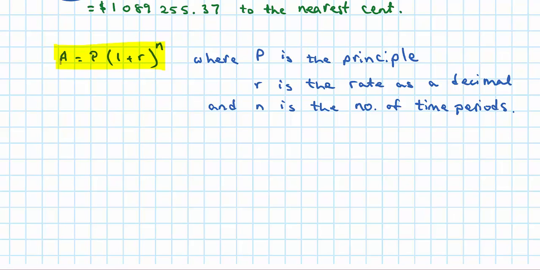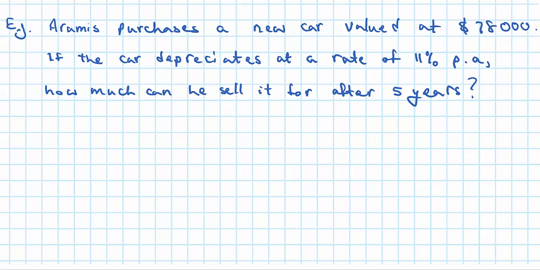Would it be appreciation or depreciation? Now let's look at the question which involves depreciation. So Aramis purchases a new car. It's valued at $78,000, and we know the car drops in value on a monthly, yearly basis. In this question, it's depreciating at a rate of 11% per annum. Now the question doesn't say monthly or quarterly, it just says 11% per annum, so since they haven't given us any more information, we can just assume that we can work annually. We want to know how much the car is worth, or how much she can sell it for after 5 years.